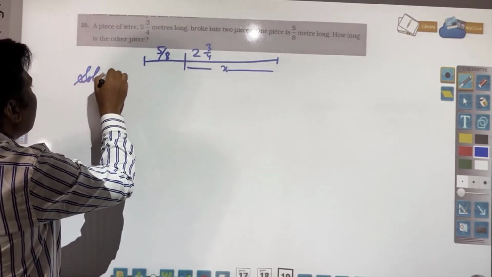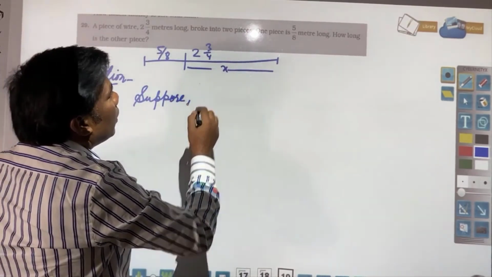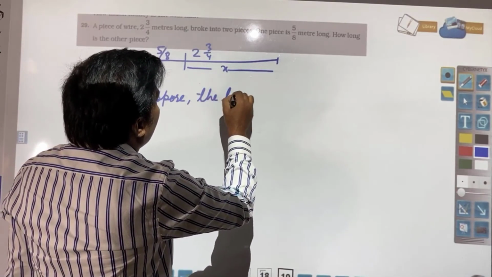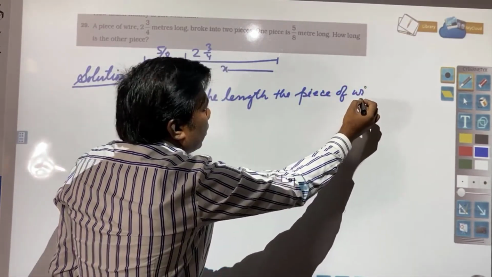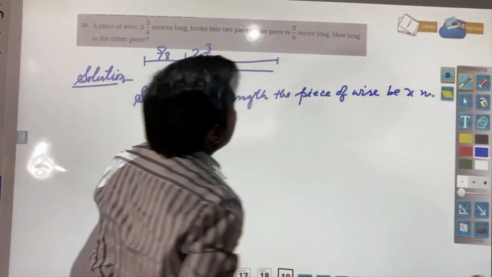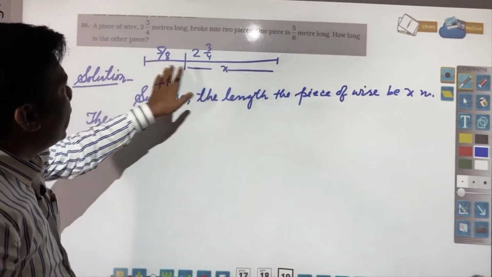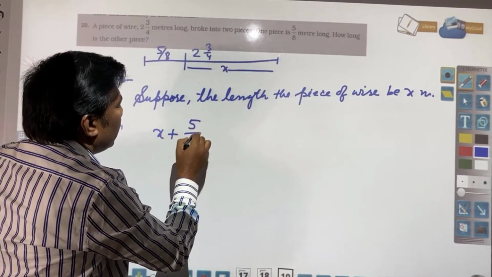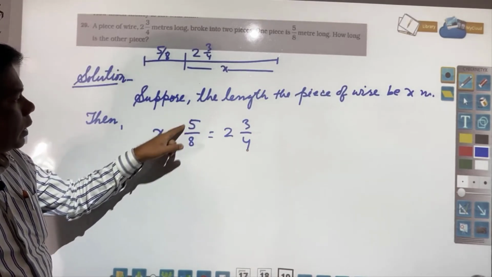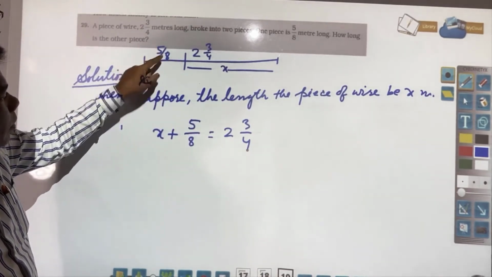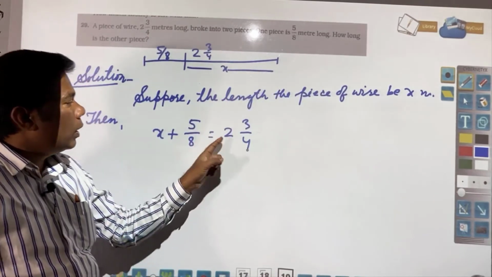You see, suppose the length of the other piece of wire be x meter, then this whole length will be what? x plus 5/8, and the whole length has been given as 2 whole 3/4. What I did: the broken length has been given as 5/8 meter, and the other part we have assumed x. Both if you are adding, the total length you will get, total length is 2 whole 3/4.